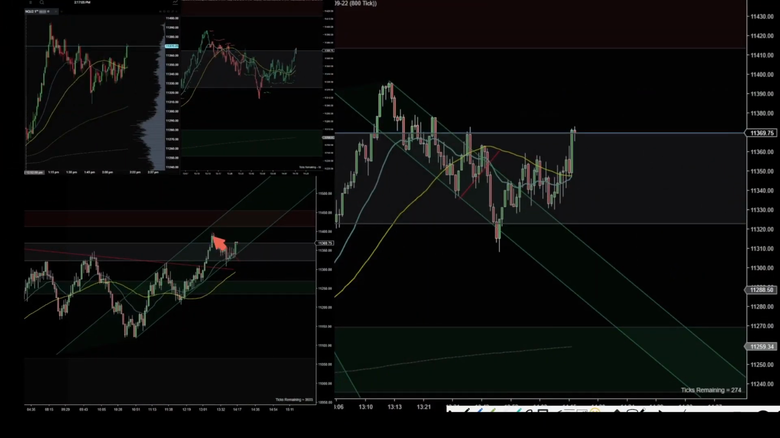Yeah, so after this pullback to the channel here on the 4000, and after a nice big bar here breaking this structure through, now I'm looking for a pullback into the moving average line for an expected third leg of this move here.